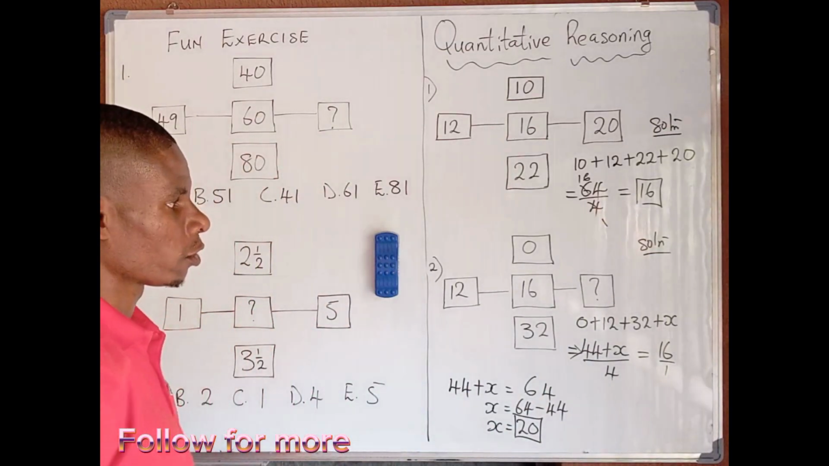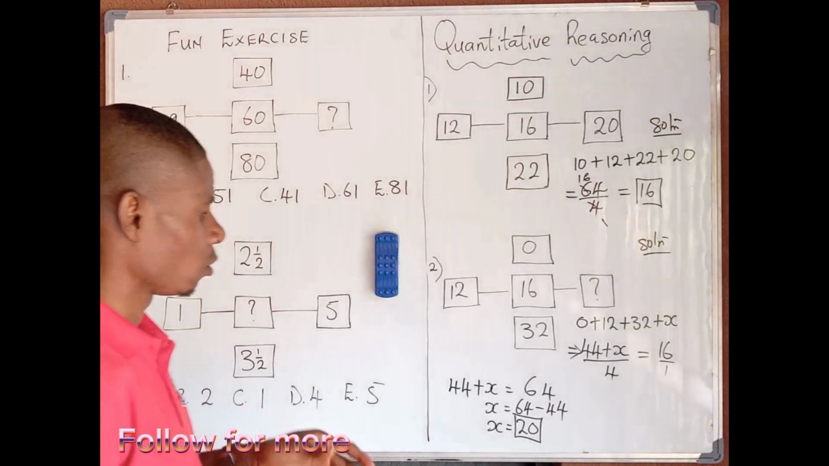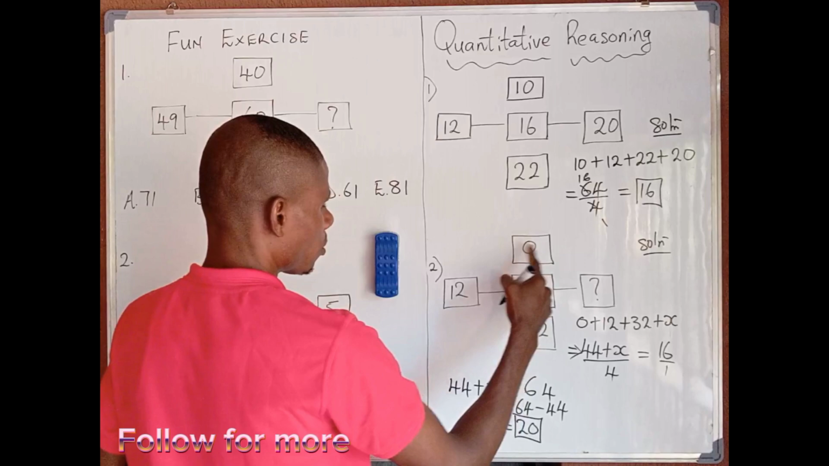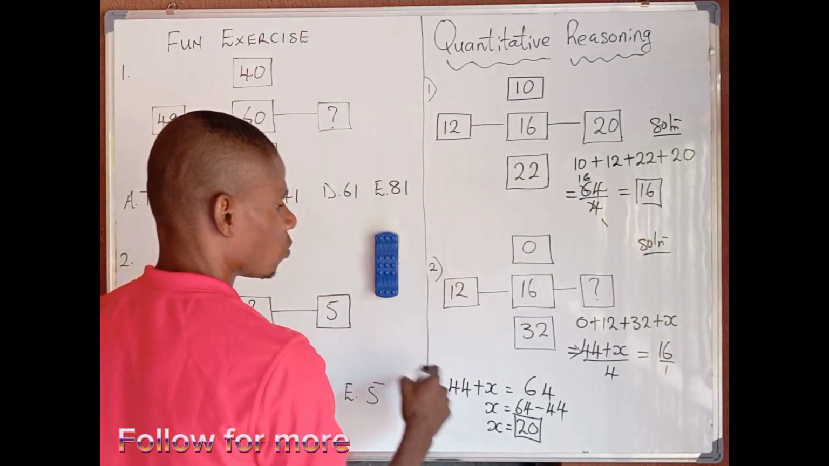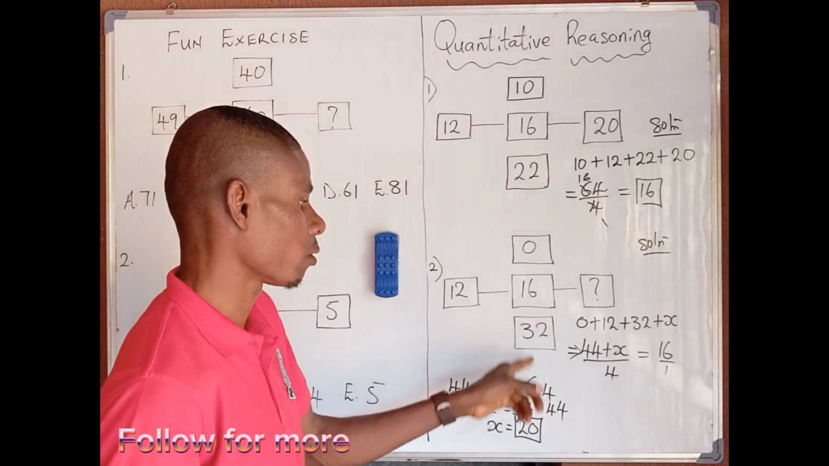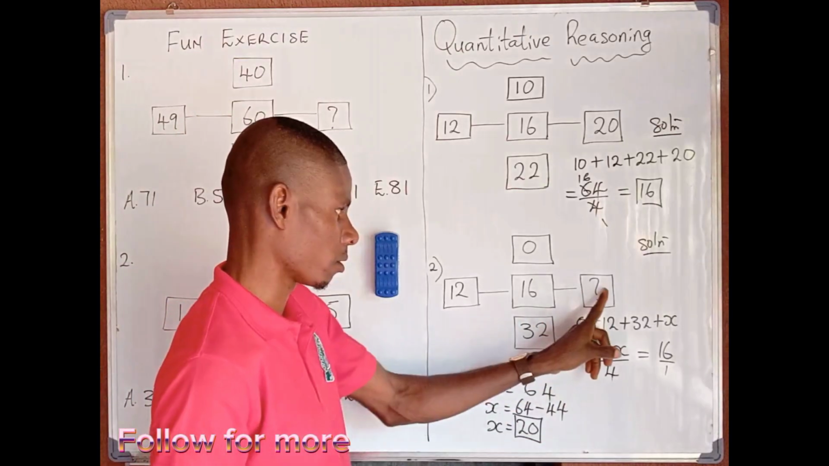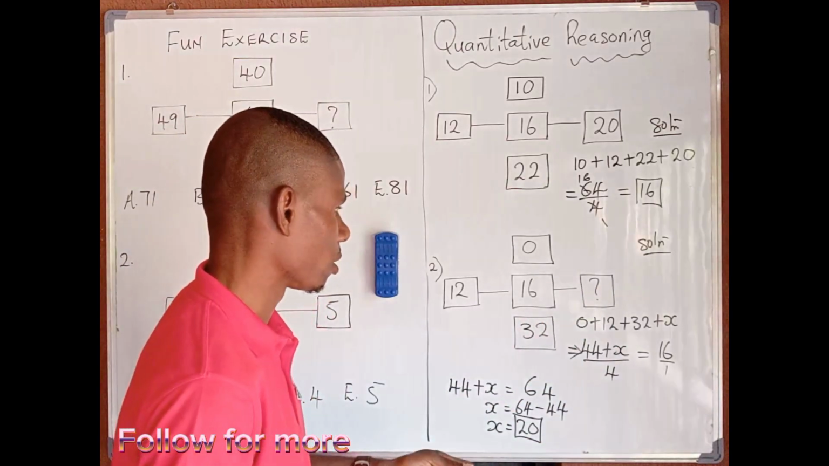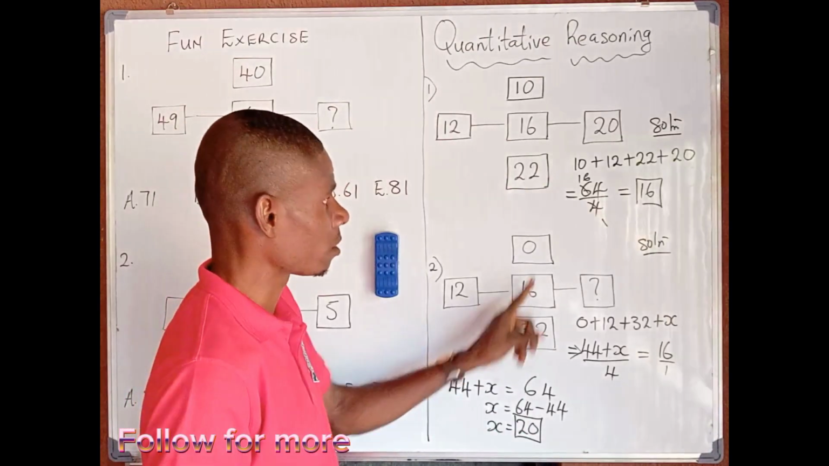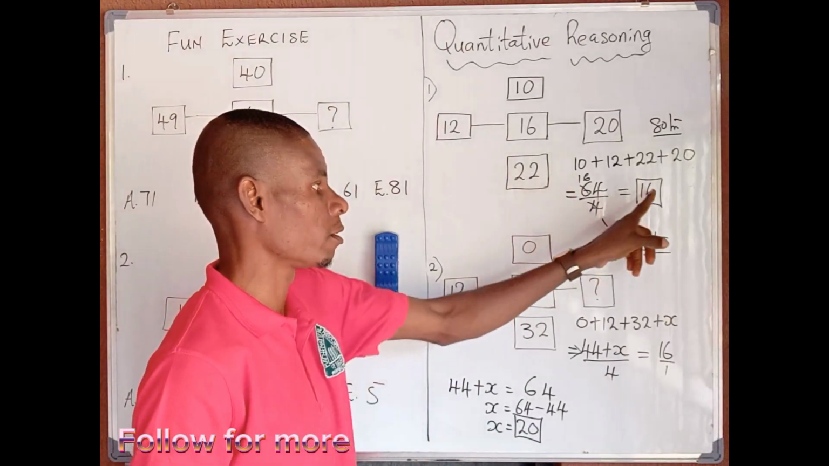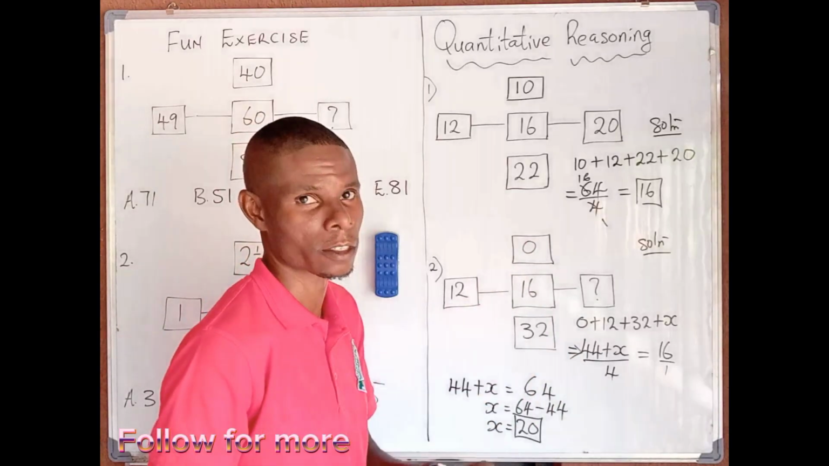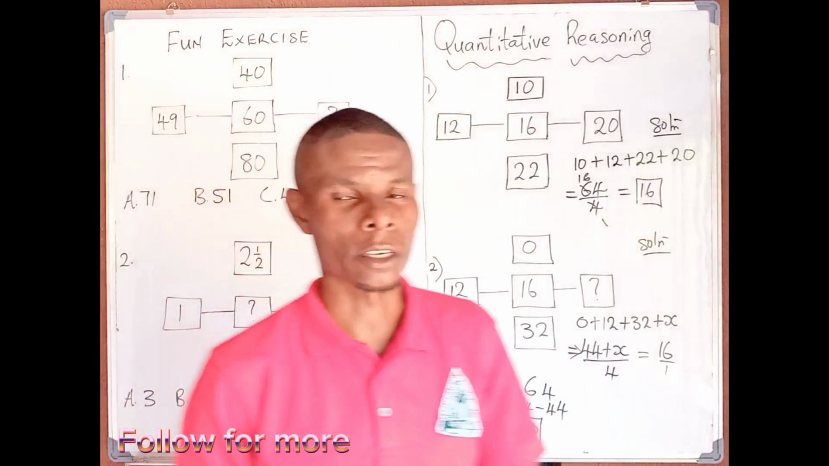For us to check, let's check whether it is actually 20. So here is 0 plus 12 is 12, plus 32 is 44. 44 plus 20, because here is 20, will give us 64. And 64 divided by 4 will still give us 16. In this case, 64 divided by 4 is 16. That means that we are correct.